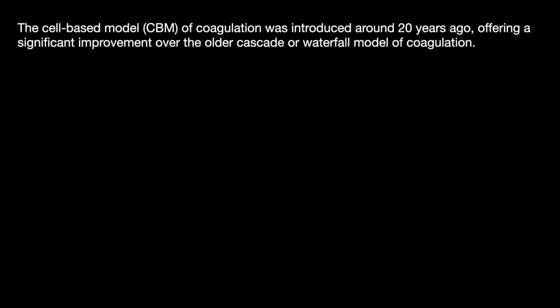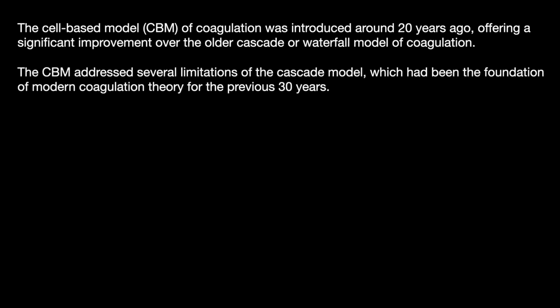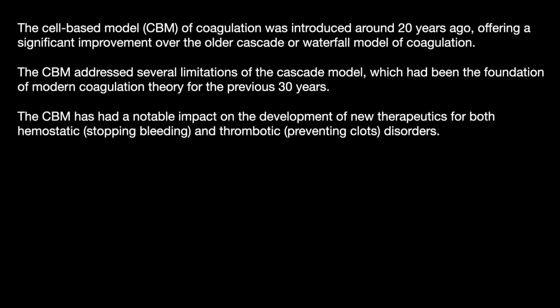The cell-based model of coagulation was introduced around 20 years ago. It offered a significant improvement over the older cascade or waterfall model of coagulation. The cell-based model addressed several limitations of the cascade model, which has been the foundation of our modern coagulation theory for over 30 years. It had a notable impact on the development of new therapeutics for both hemostasis, that is stopping the bleeding, and thrombotic disorders, that is preventing clots.